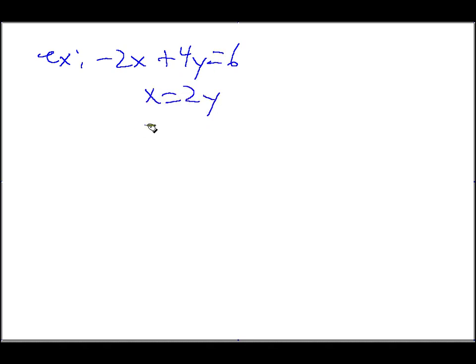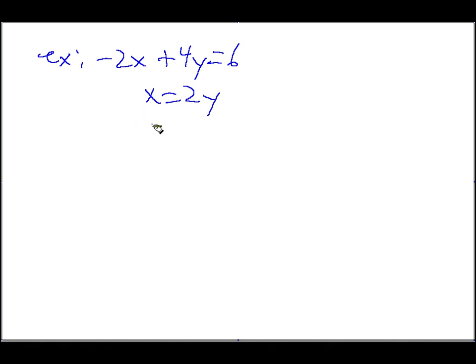Negative 2x plus 4y is equal to 6. All right, and x is equal to 2y. Let's go and solve this system by substitution.